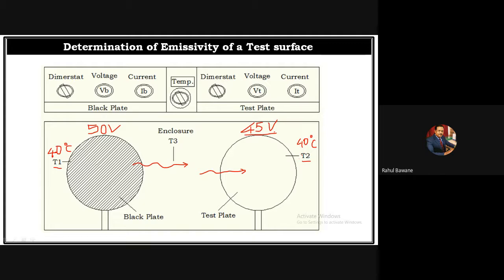At that time what do we have to note down? We have to note down T1 40, T2 40. Then what is the enclosure temperature? T3. So we will check how much the T3 temperature is. In this condition, when both T1 and T2 are the same, we have to measure the black plate voltage, the black plate current supply, the voltage of the test plate, and the current supply to the test plate. These are to be noted down. So this is our actual experiment process.